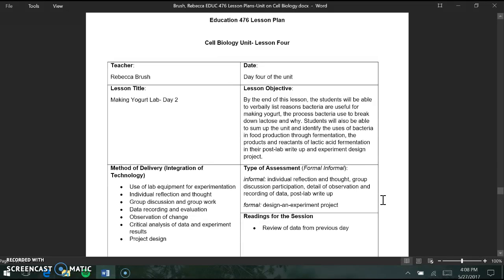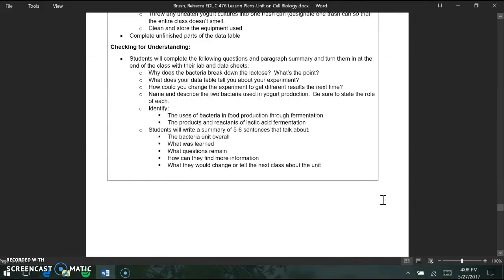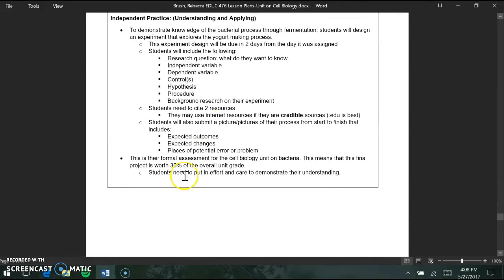And it was neat because at the end I showed that they are able to use internet resources, but they had to be credible resources. And we went over a list of credible resources.